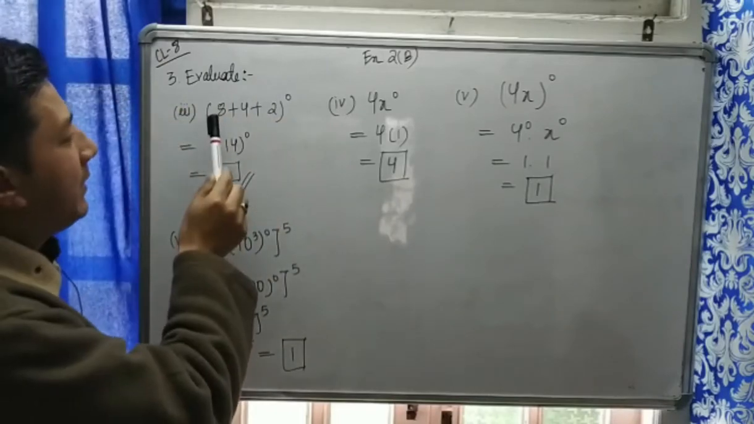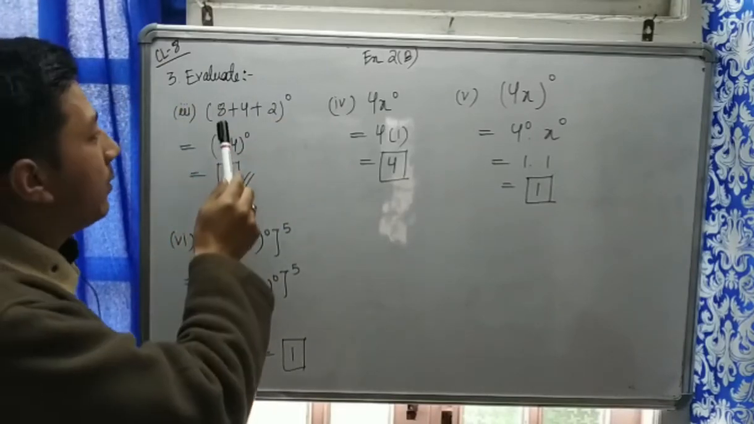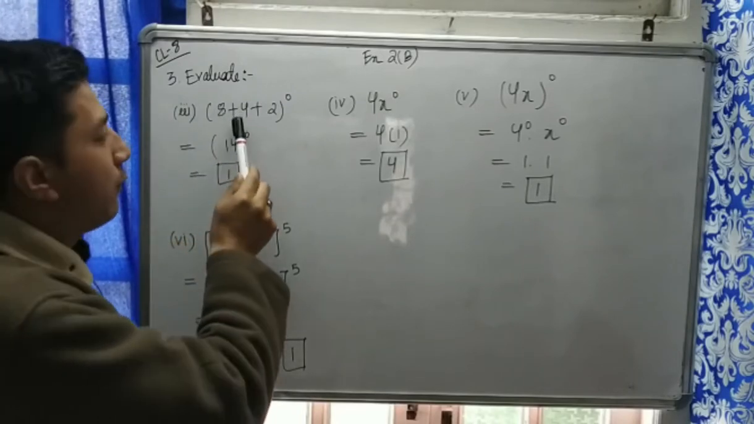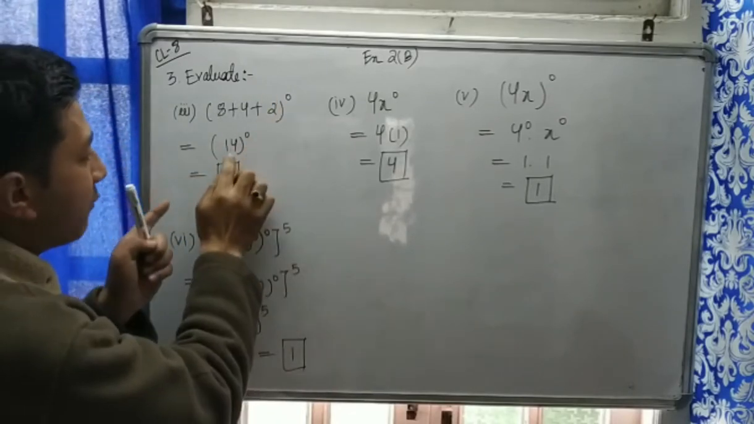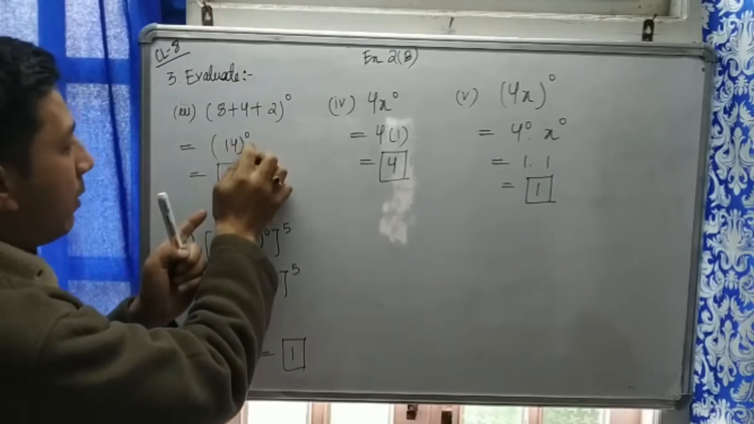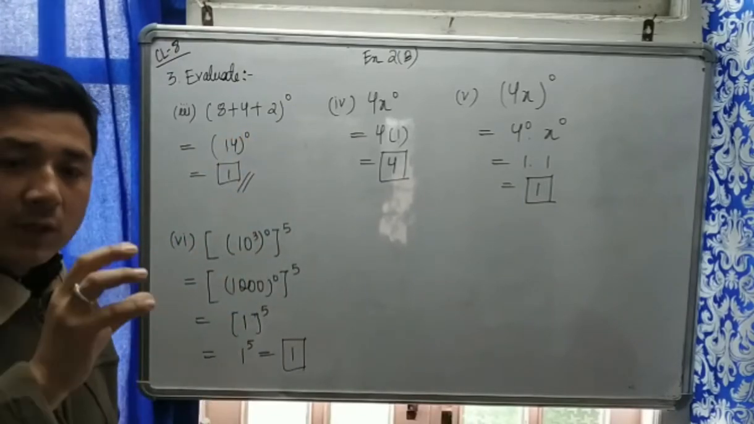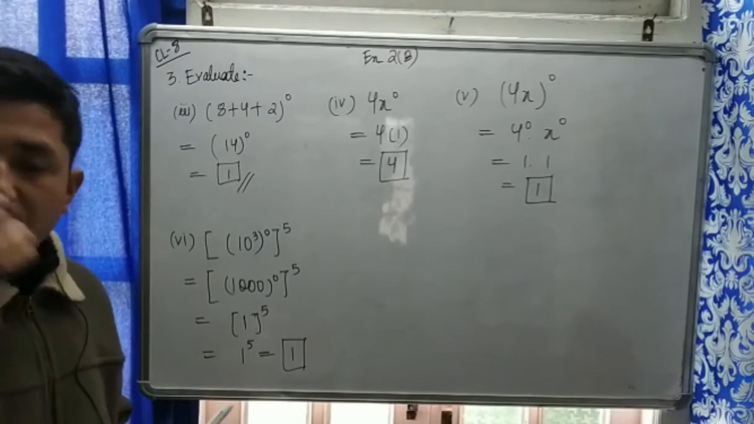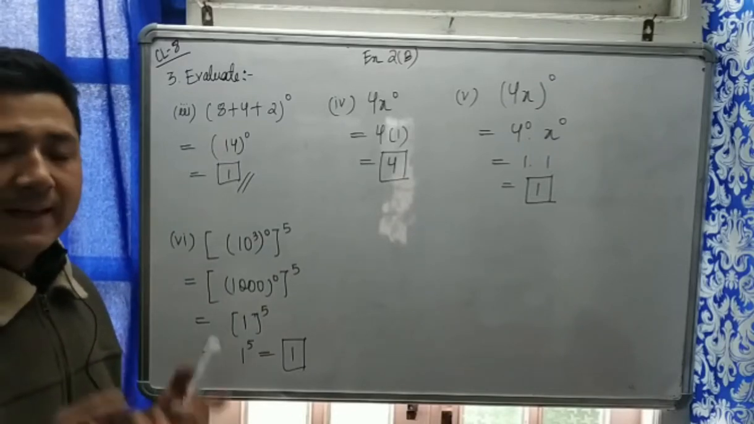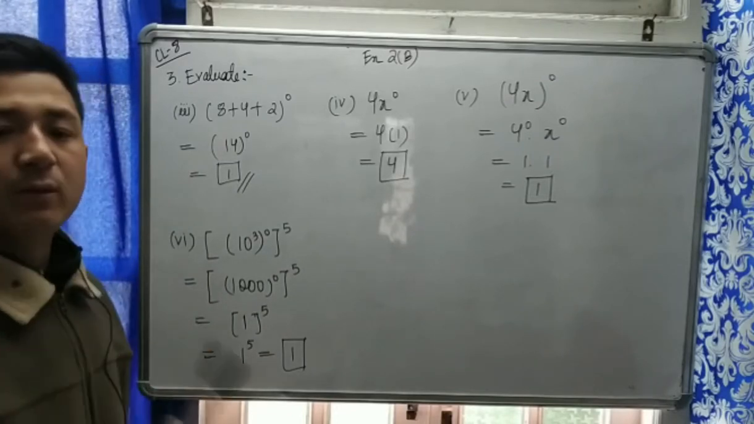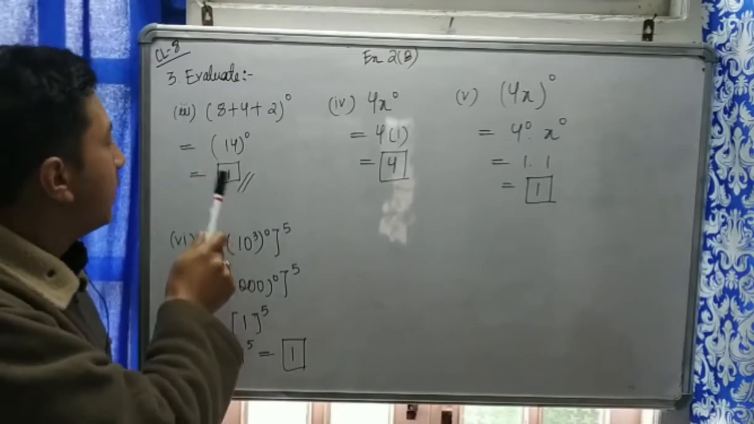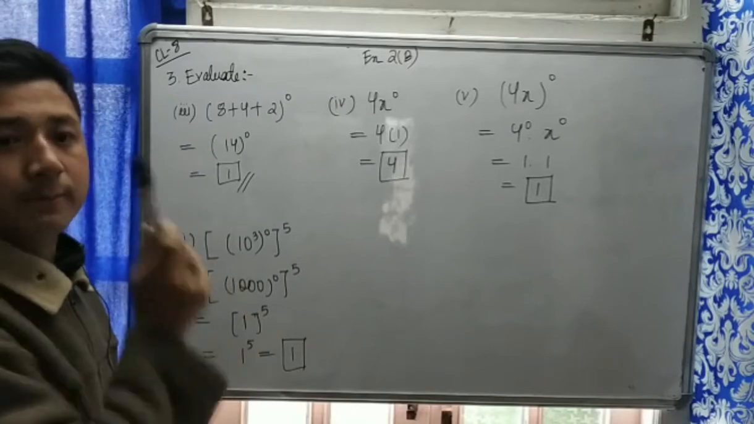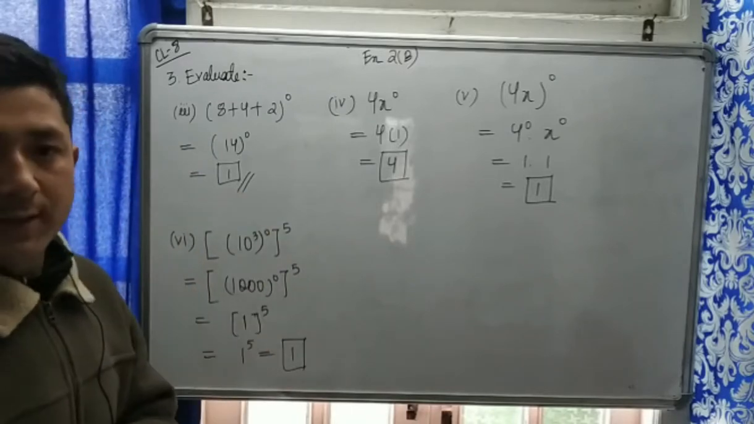Now here we can see 8 plus 4. What is 8 plus 4? 8 plus 4 is 12. 12 plus 2 is 14, isn't it? So within the first bracket it is 14 and whole to the power 0. So 14 to the power 0 is in the form of a to the power 0, and we know that anything to the power 0 is always equal to 1. This is question number 3 part 3. You can pause the video and note it down.